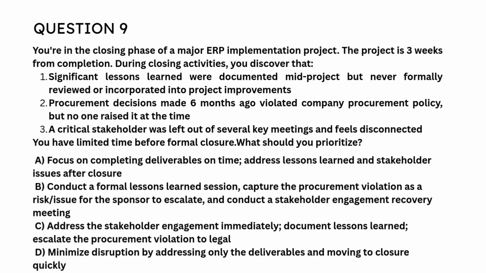What should you prioritize? A. Focus on completing deliverables on time. Address lessons learned and stakeholder issues after closure. B. Conduct a formal lessons learned session. Capture the procurement violation as a risk issue for the sponsor to escalate, and conduct a stakeholder engagement recovery meeting. C. Address the stakeholder engagement immediately. Document lessons learned. Escalate the procurement violation to legal. D. Minimize disruption by addressing only the deliverables and moving to closure quickly.